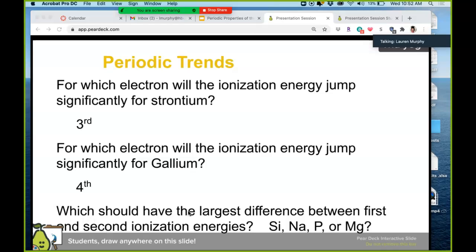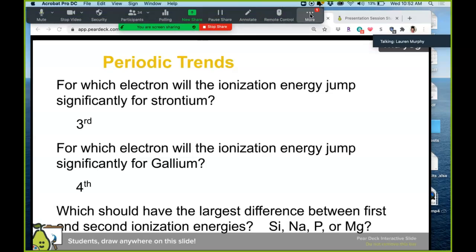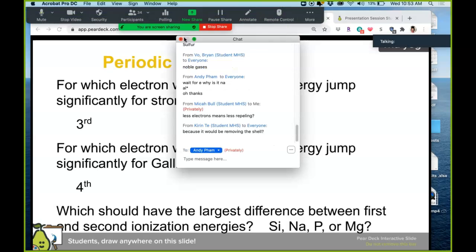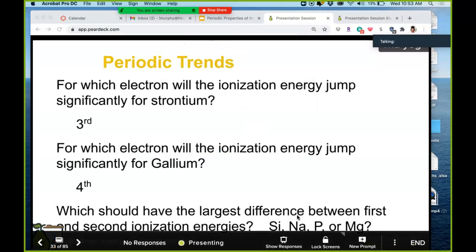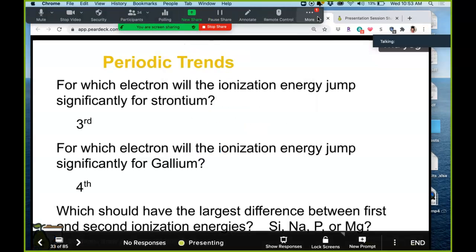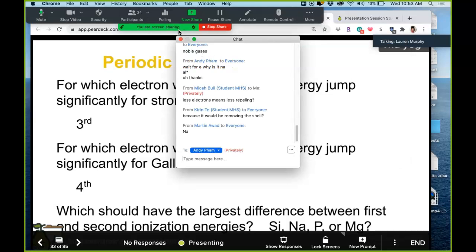So which should have the largest difference between first and second ionization energies? So what does this mean? Which one's going to have the biggest jump from the first removal to the second? Meaning it's cool losing the first one, but it doesn't want to give you a second. Who's going to have the biggest jump for that? It's going to be the one that is okay losing 1 and not okay losing 2. So who is that going to be? That's going to be sodium, right?